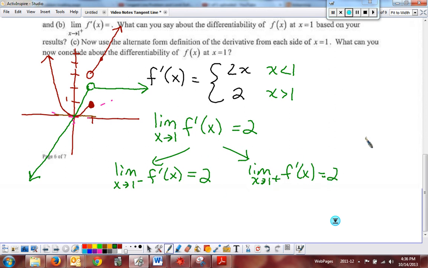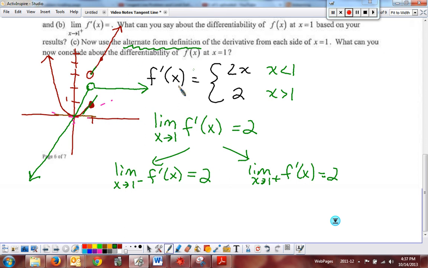You will be tempted, totally tempted, to tell me that it's differentiable at x equal to 1. But you have to remember that differentiability has to come from the alternate form of the definition, not from looking at what the slopes of the tangent lines of all the points before and the tangent line slopes after. Even though they are having the same slope here and here, that does not make it differentiable.